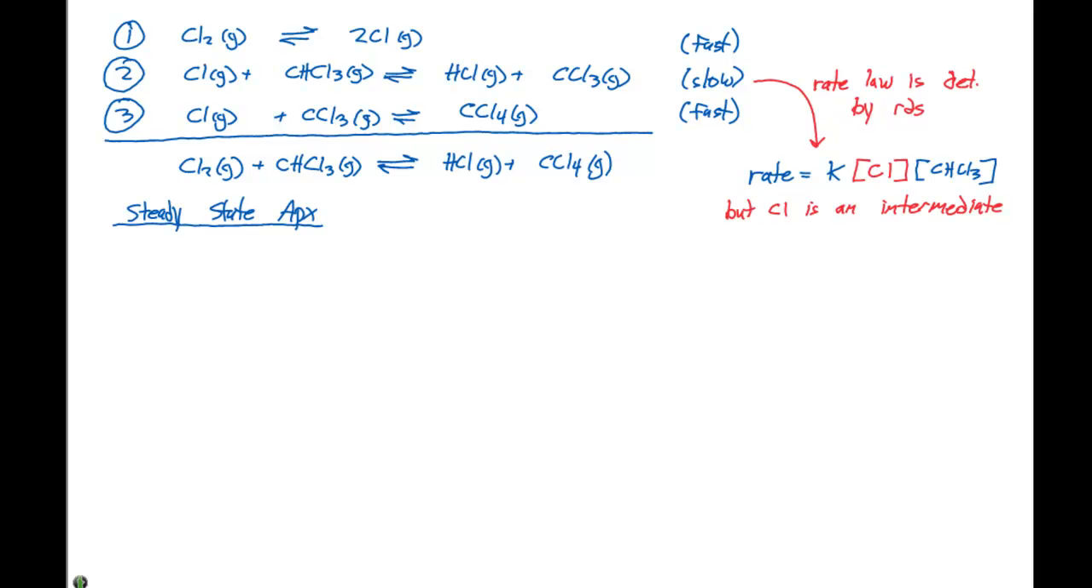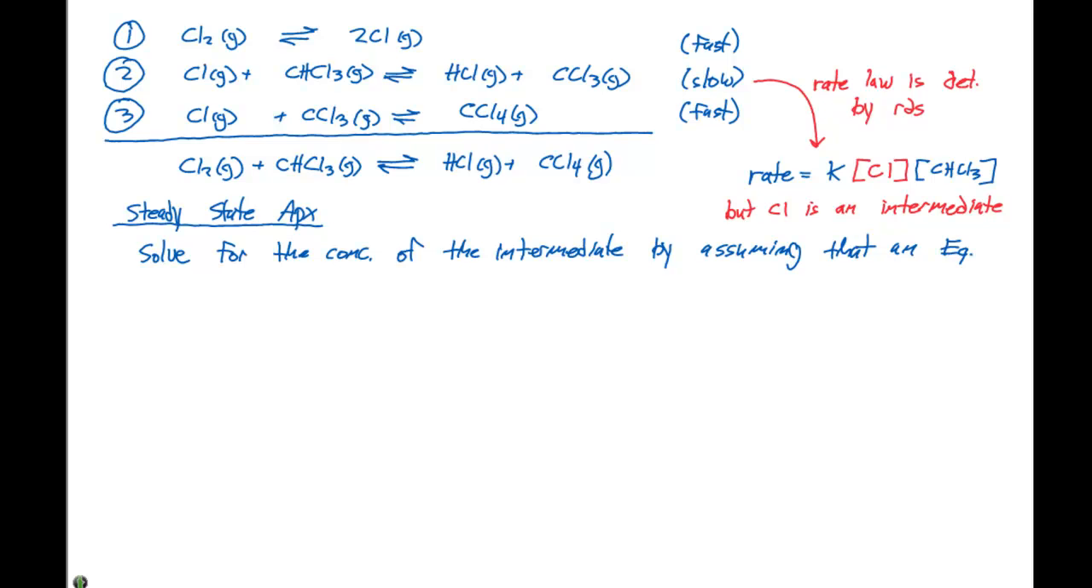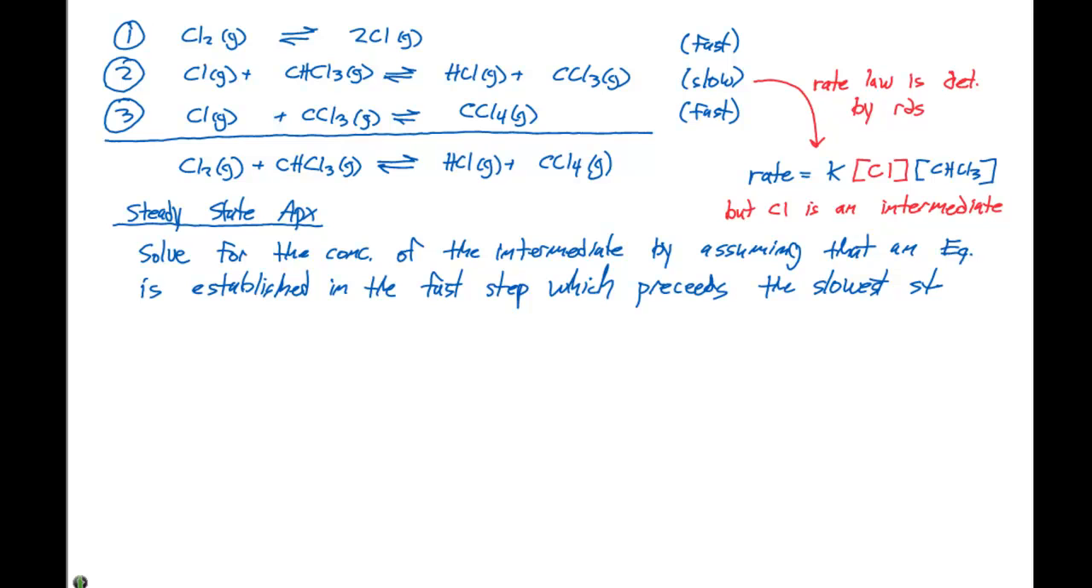So when you use the steady state approximation, you must solve for the concentration of the intermediate by assuming that an equilibrium is established in the fast step which precedes the slowest step. Okay, so what do we mean by this?